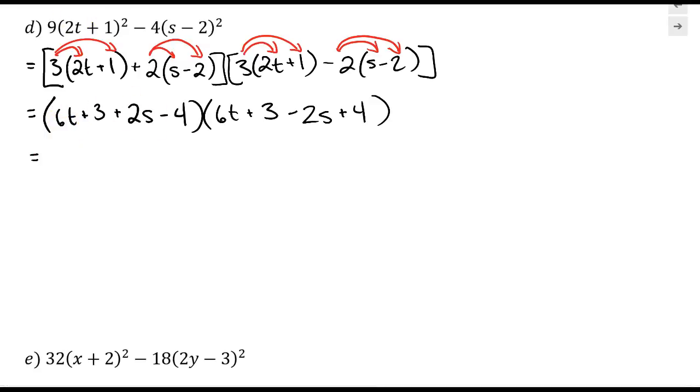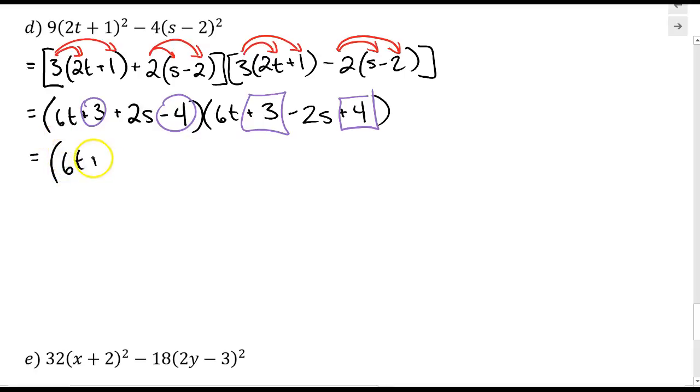Now I'm going to collect like terms. Again, I've got different variables, so I'm not going to be able to collect them within the brackets, but I can collect constants. So I've got 6t plus 2s minus 1 and 6t minus 2s plus 7. And that's my answer.